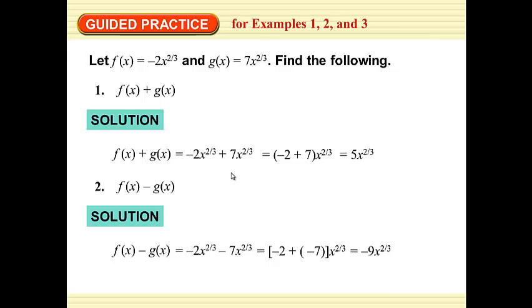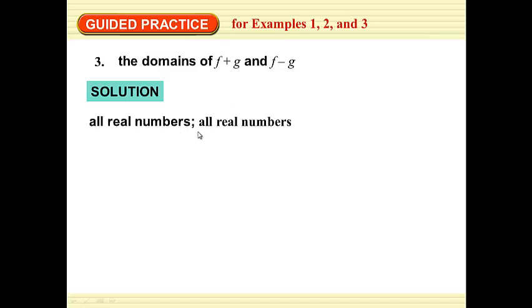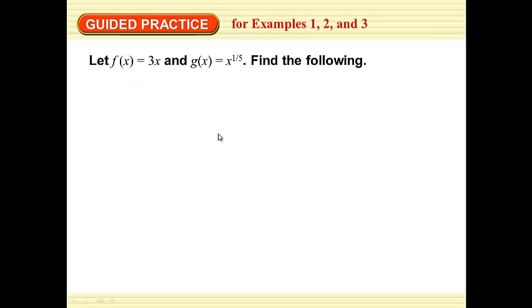Negative 9x to the 2/3. So we're subtracting this minus this. Okay, the domains, now notice we have an odd root. So we can take the odd root of any number. So the domains in this case are all real numbers for both of them.